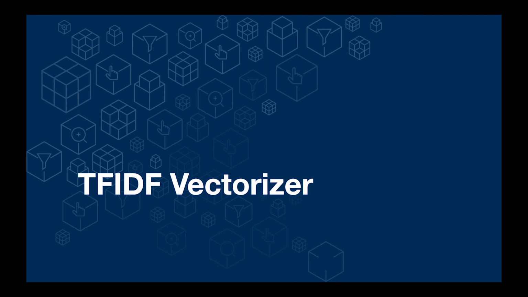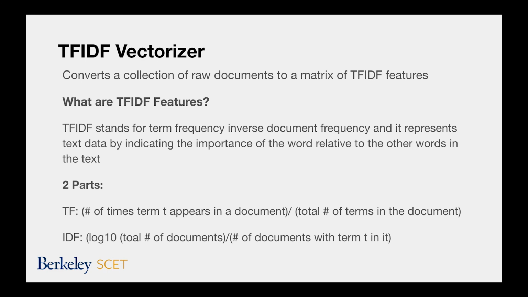So moving into the final topic, the TF-IDF vectorizer. This one converts a collection of raw documents to a matrix of TF-IDF features. TF-IDF stands for term frequency inverse document frequency. It represents text data by indicating the importance of a word relative to other words in the text.